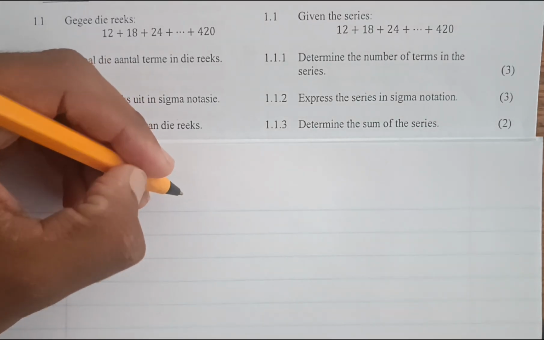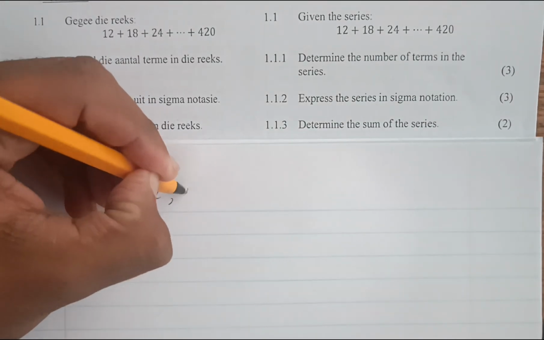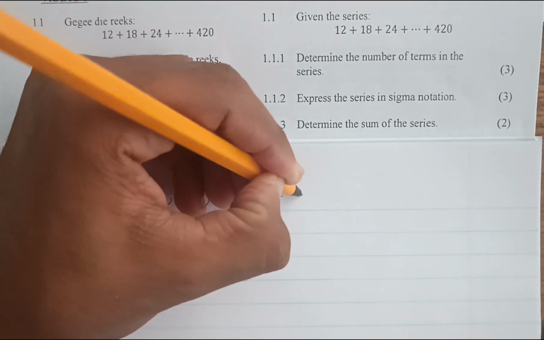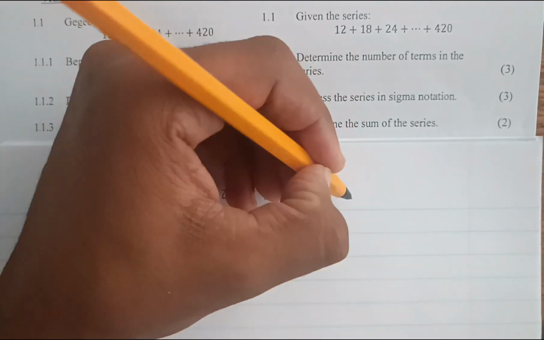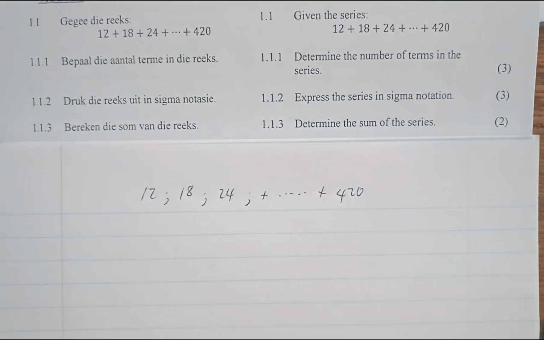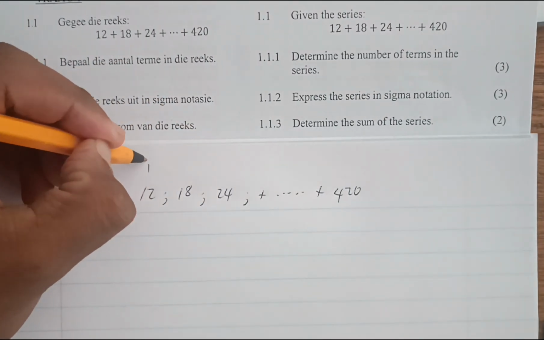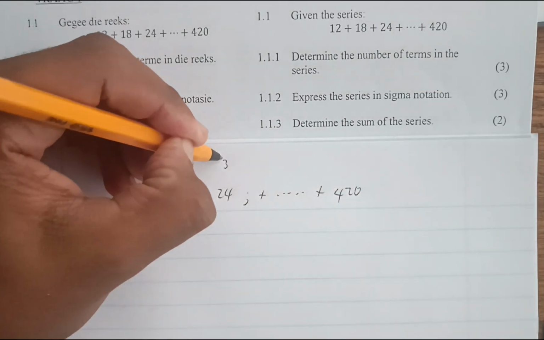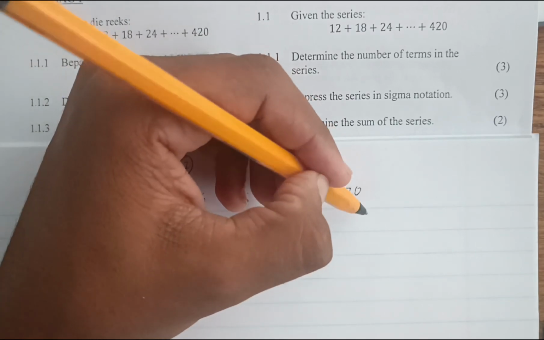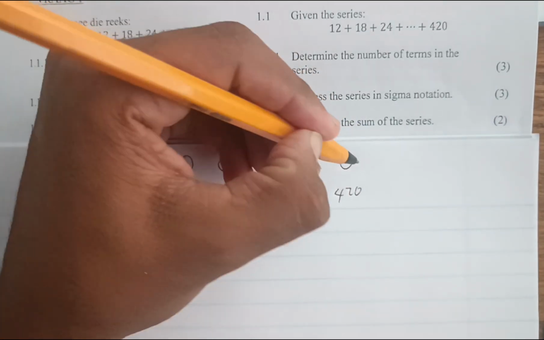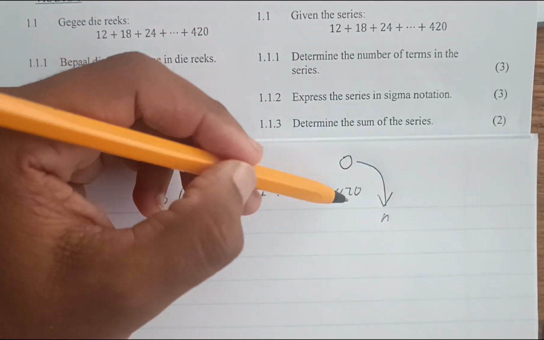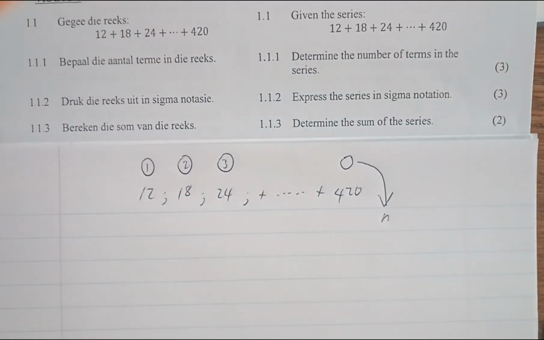Okay, so I'm just going to rewrite this quickly. We've got the 12, we've got 18, we've got the 24, right? And all of these dots just tell us that there are certain terms in the middle, and then the 420. Okay, these should have been pluses, but that's okay, still the same thing. So we know this is term 1, this is term 2, this is term 3. So we can see after the 420 there's nothing. So at some point we reach the last value, so we need to figure out what this n value is, what is the place value of 420, right?